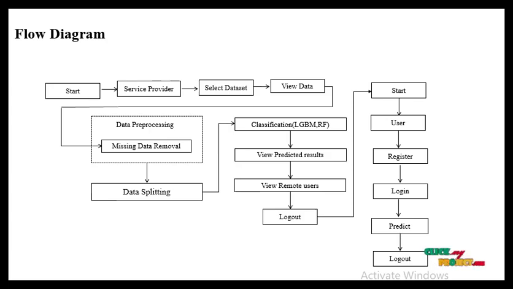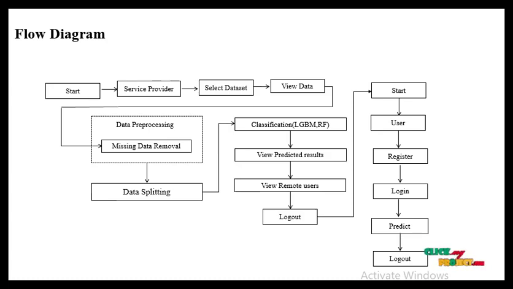Now let's see the flow diagram of this project. Initially the start page will appear on the screen. In that, the service provider logs in through his credentials and loads data, which means selecting the data from repositories like Kaggle, UCI or GitHub, and views those data. After viewing those data, it goes to the process of data pre-processing. Data pre-processing is nothing but removing null values and replacing those values with a 0.